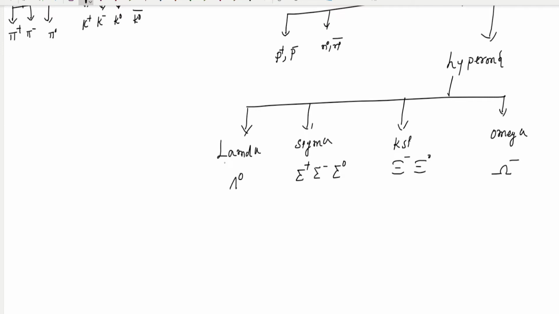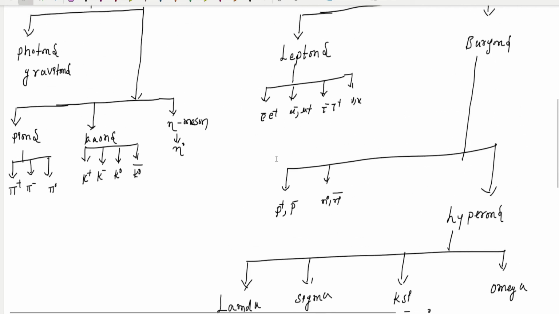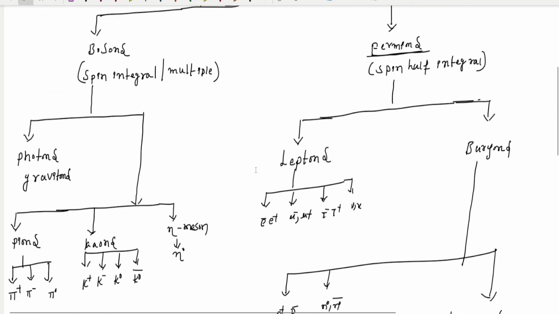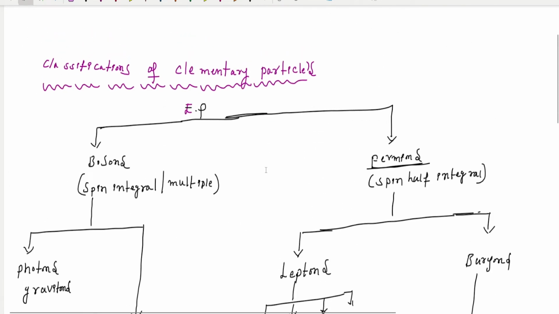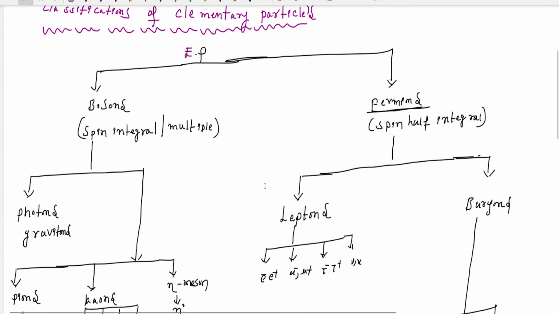Next, here I'm going to give a shortcut form of classification. This is the original classification. This classification was taken from the D.C. Tayal textbook, Elementary Particle and Nuclear Particle Physics, which is very good, and David Griffiths also.